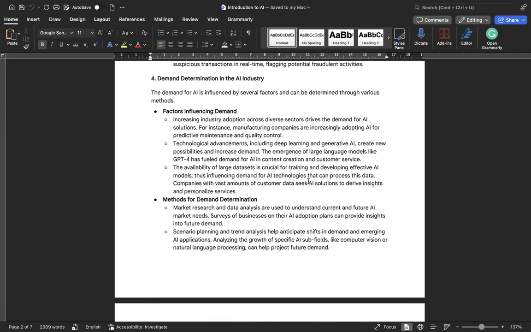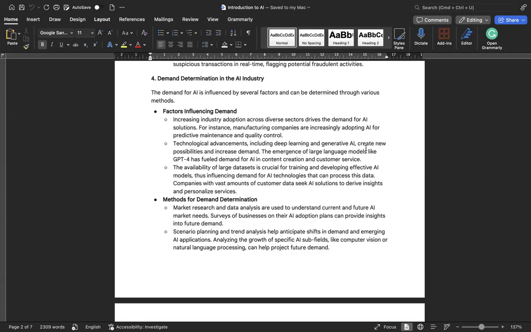So, in factors influencing demand, what are the factors we can think will have a proper effect on demand? Yes, increasing industry adoption across diverse sectors drives the demand for artificial intelligence solutions. For instance, manufacturing companies are increasingly adopting artificial intelligence for predictive maintenance and also for quality control purposes.